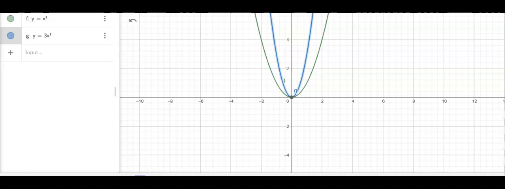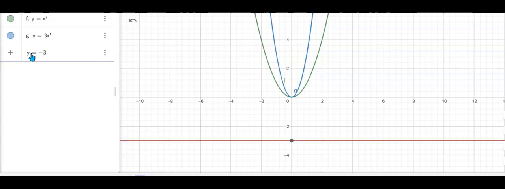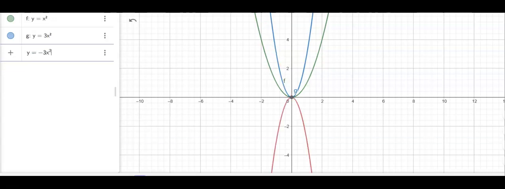But wait a minute, what if it's negative 3x squared? Let's take a look here. We have y equals negative 3x squared. Did you see we have a new graph? This new one is the red graph. Compared with the blue one, the red one is reflected over the x-axis. Therefore, if you have a negative symbol, a reflection over the x-axis occurred.